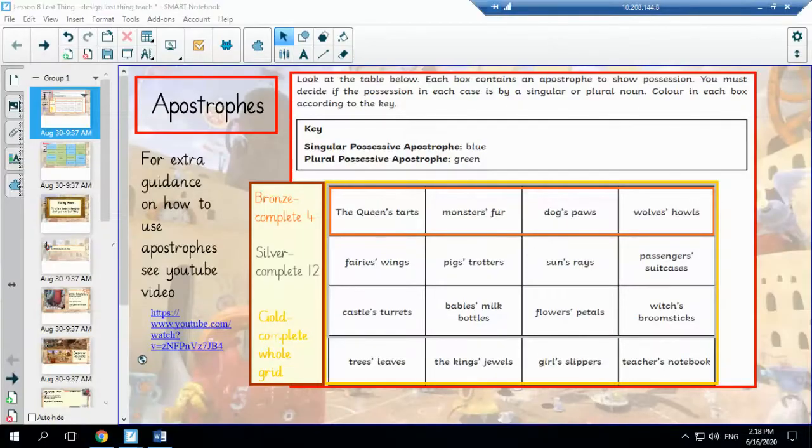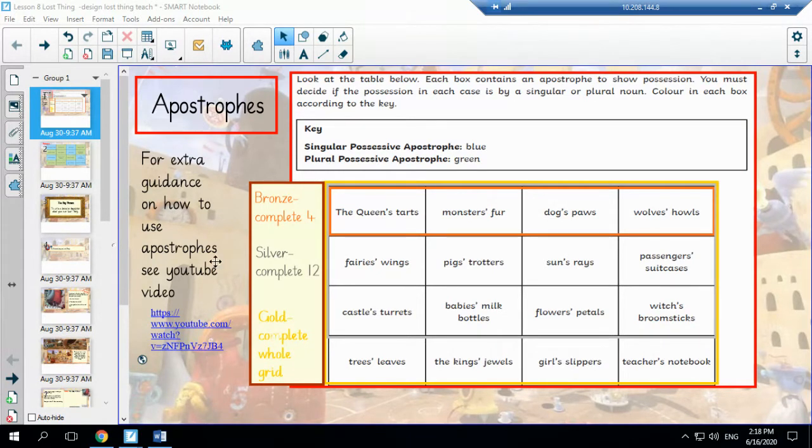So before we begin the lesson, we'd just like you to have a go at this starter, which is all about apostrophes. So look at the table below. Each box contains an apostrophe to show possession. You must decide if the possession in each case is by a singular or plural noun, and colour in each box according to the key. So the key is blue for singular possessive apostrophe and green for plural possessive apostrophe.